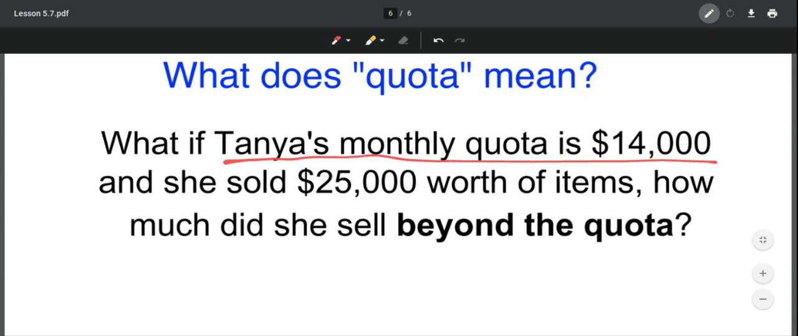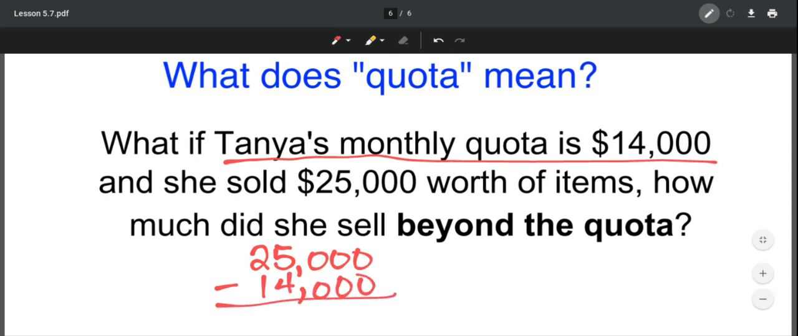So let's say this month she sold $25,000 worth of items. How much did she sell beyond the quota? We would subtract 14,000 from 25,000 to give us 9,000. So she sold $9,000 beyond her quota.